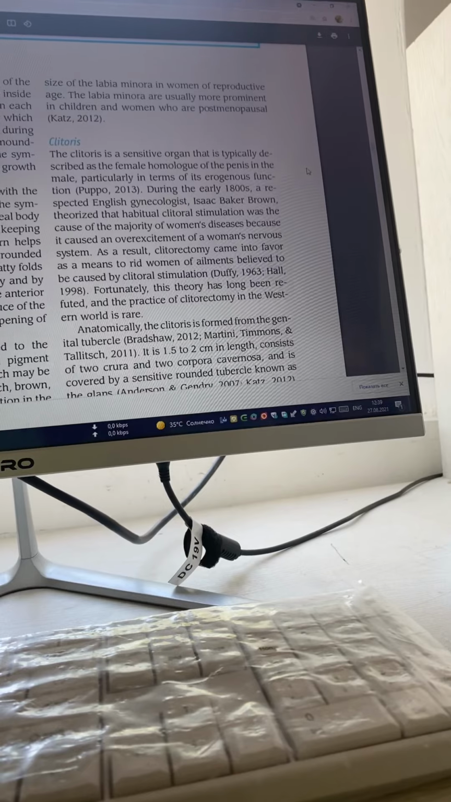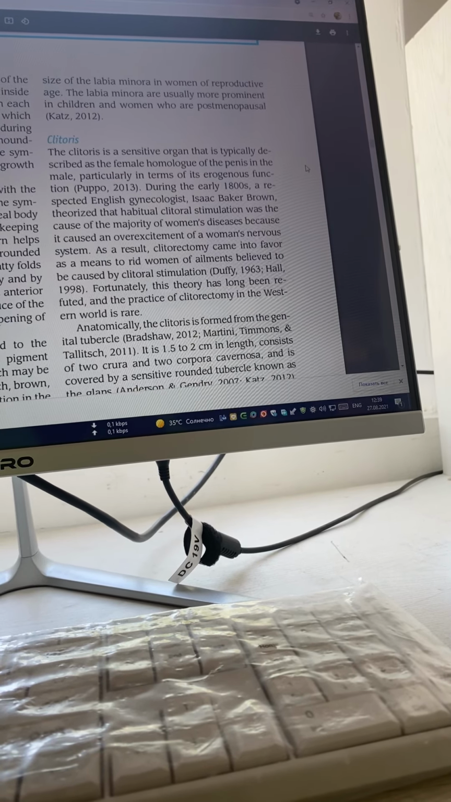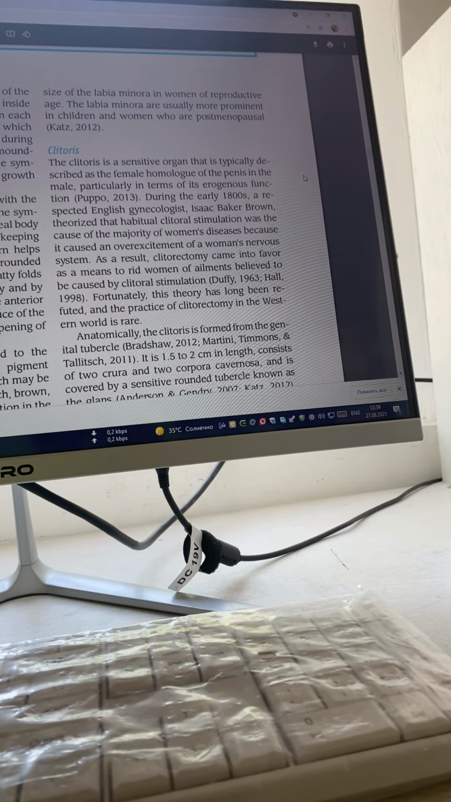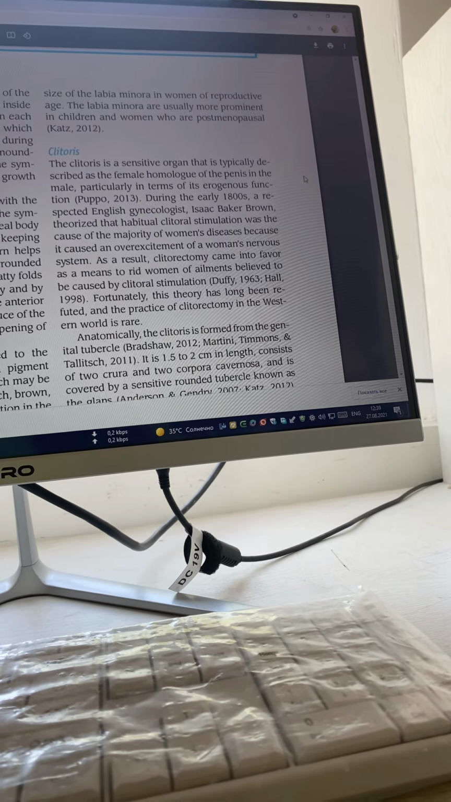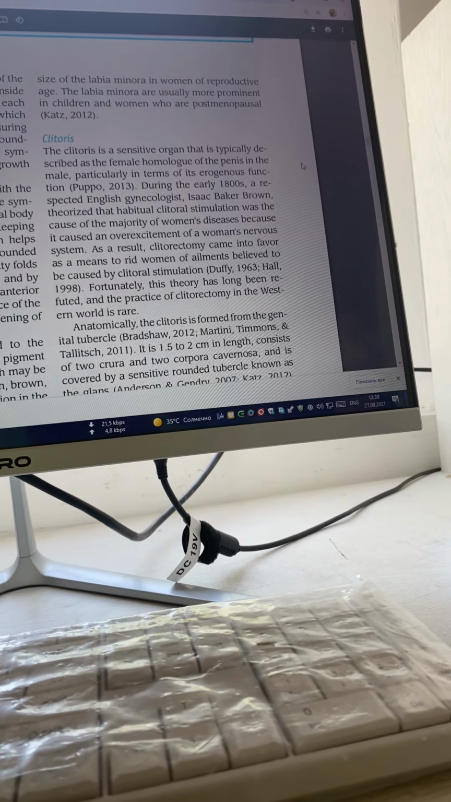Clitoris. The clitoris is a sensitive organ that is typically described as a female homologue, particularly in terms of its erogenous function.